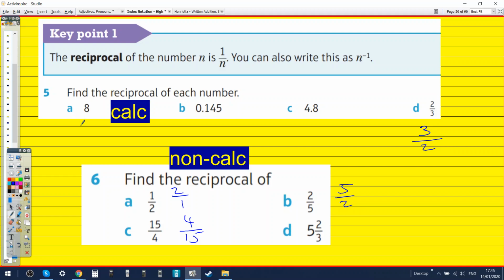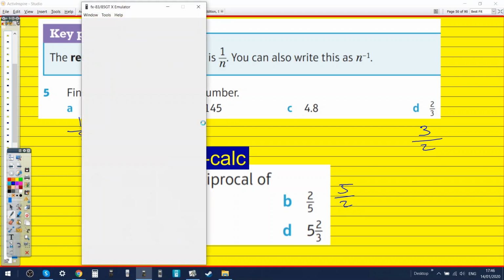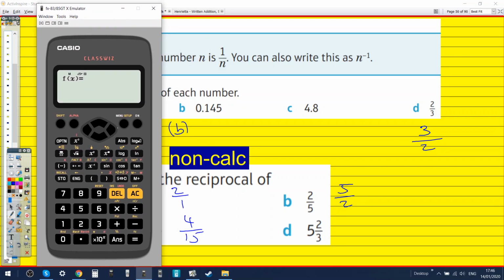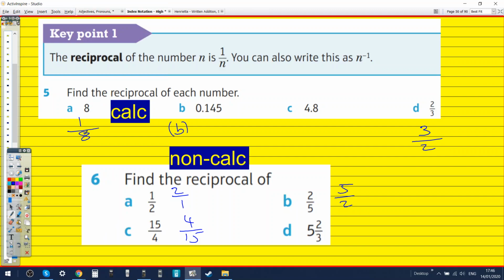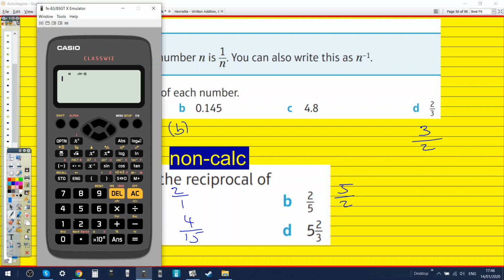Is it 1/8? Yeah, and these are calculators. So what would you put into your calculator for part B to get the reciprocal? 0 point something over 100. Well, you know the way the reciprocal of 8 is 1 over 8? Yeah. The reciprocal of 0.145 is 1 over 0.145. And it turns out it's 200 over 29.